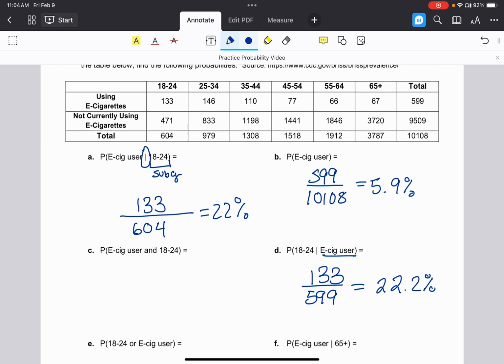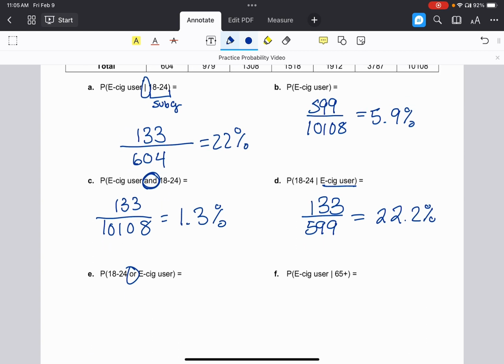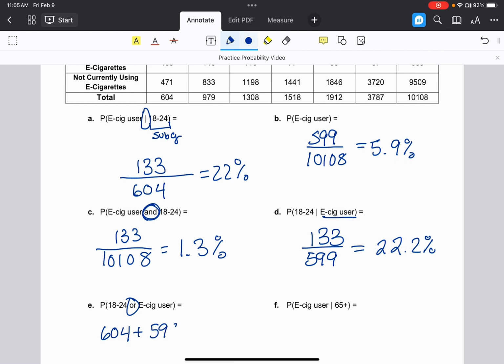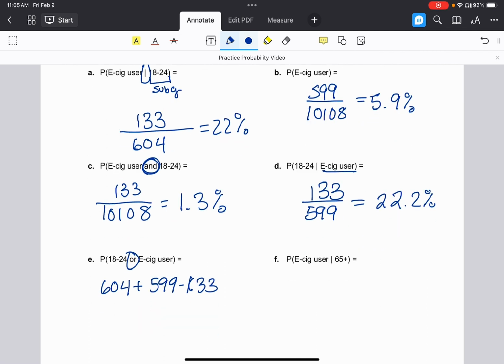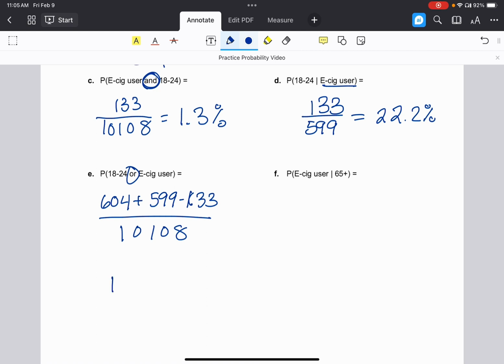People who are e-cigarette users and 18 to 24, there are 133 of them. So this is going to be even a smaller likelihood because we're limiting the group to the both. And yep, sure enough, that's 1.3% of the users. Versus I belong to either the 18 to 24-year-olds or the e-cigarette users. So we could think of that as the 604 plus 599, subtract out that overlap of 133 out of our total, and that numerator simplifies down to 1,070 out of 10,108, which is about 10.6% belong to one of those two groups.